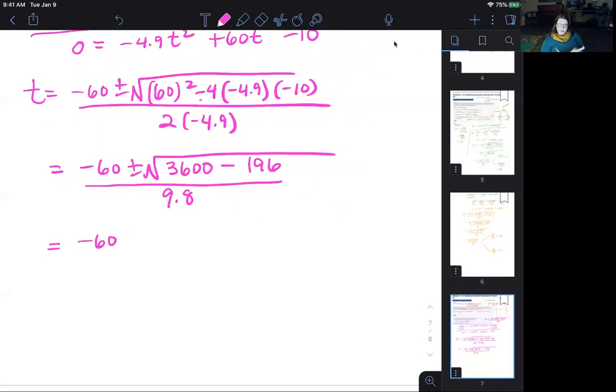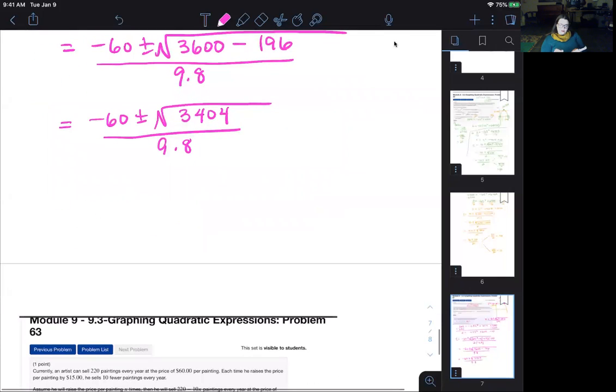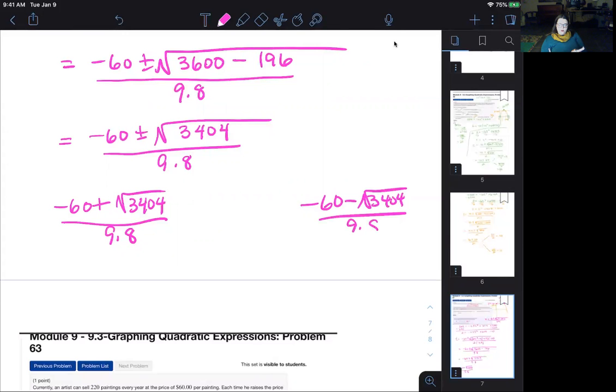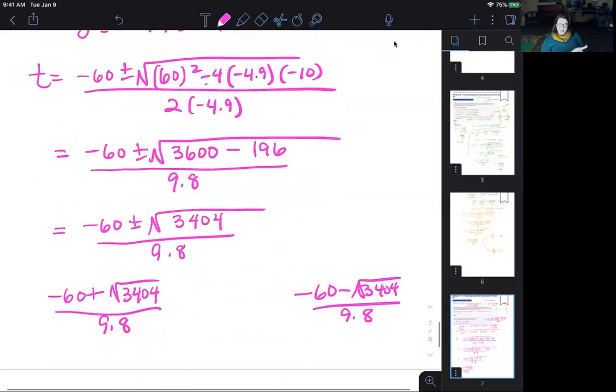We have negative 60 plus or minus the square root of 3600 minus 196, which is 3404, over 9.8. And then we're going to do 2 different solutions. So I have negative 60 plus the square root of 3404 over 9.8, and negative 60 minus the square root of 3404 over 9.8. Wait a second, that was negative 9.8.